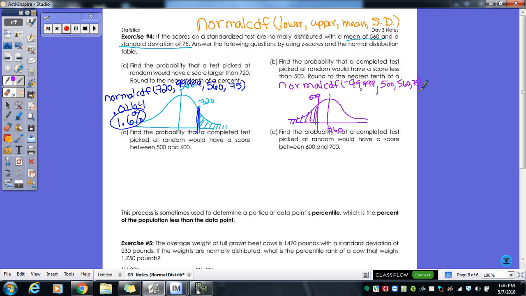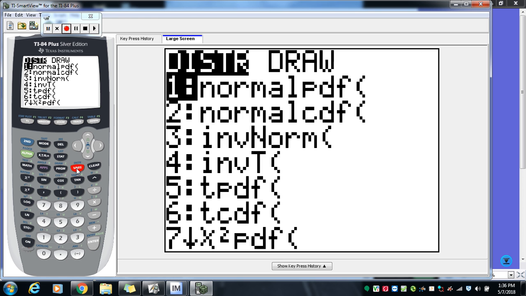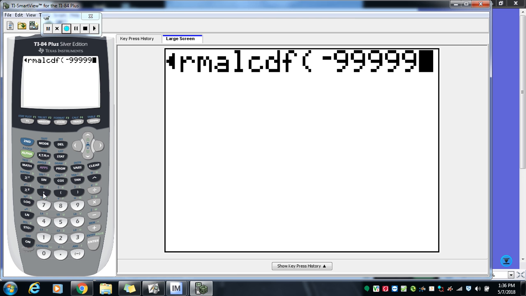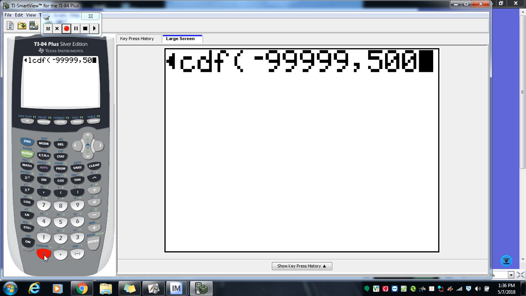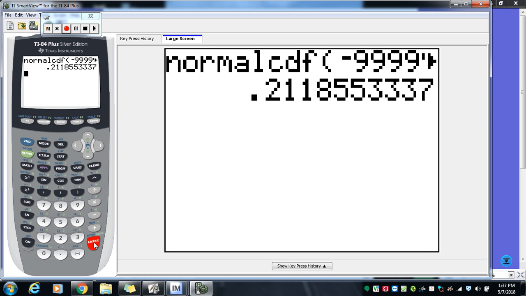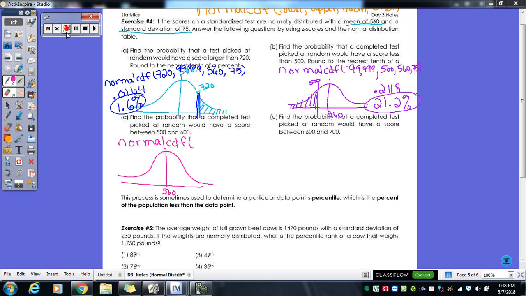So go ahead, if you haven't already, type that in your calculator to practice. Second vars, choice 2. Second vars, negative 1, 2, 3, 4, 5, comma 500, 560. So that's 0.2118, so the nearest tenth of a percent would be 21.2%.